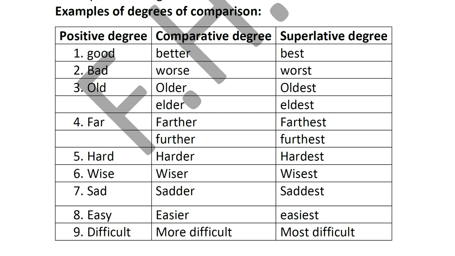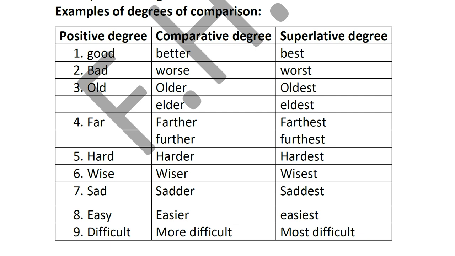Okay. Hard, harder, hardest. Now you can see here it is the same. Hard, harder, hardest. Just the word hard, you add er. Just the word hard, you add est. Wise, wiser, wisest. Same way. Wise, you add er, you add est.